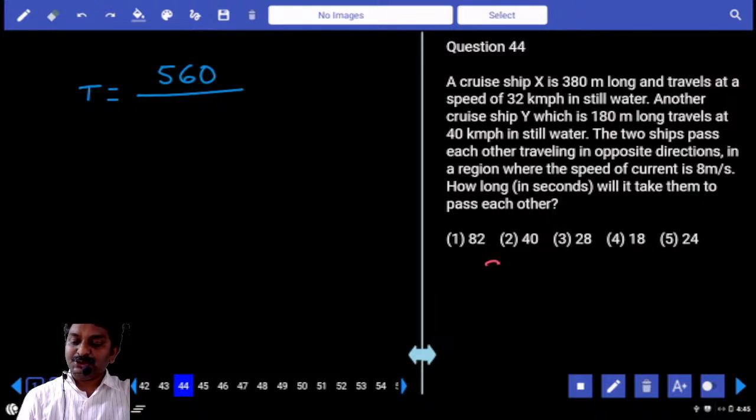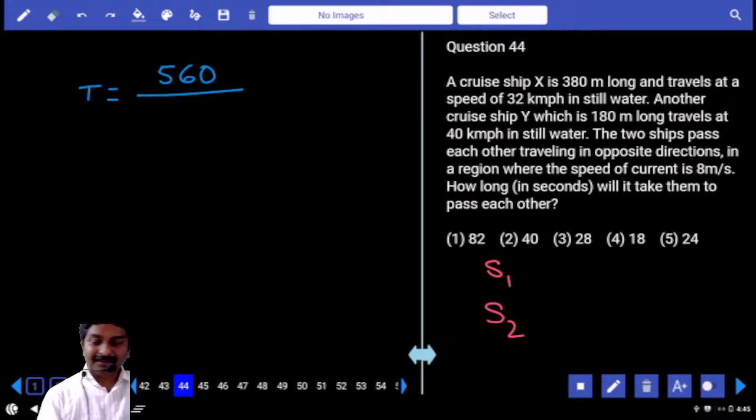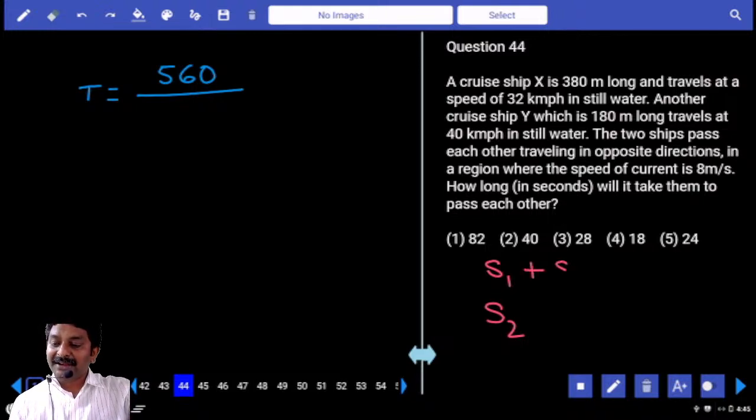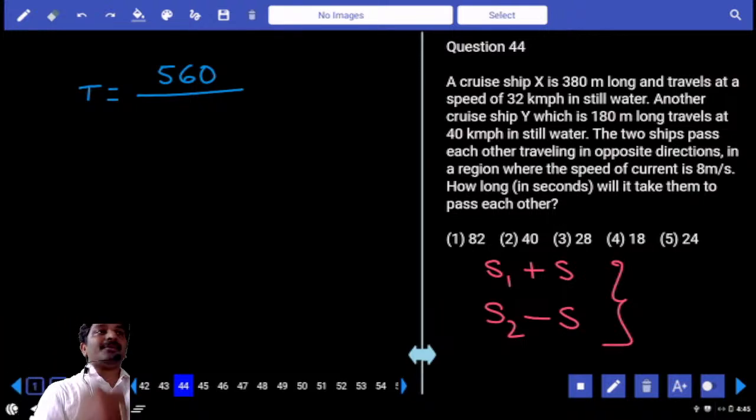Let us assume speed of the first ship is S1. Speed of the second ship is S2. Both are moving opposite to each other. One direction must be down, the other must be up. Whatever it is, I don't care. To this, if you add stream speed, to the other you need to subtract stream speed. Yes? If it is relative speed, as both are moving opposite to each other, plus S minus S gets cancelled, right? Finally, it is going to be S1 plus S2 only.